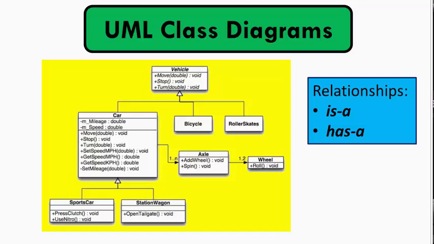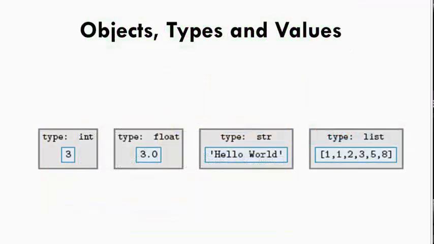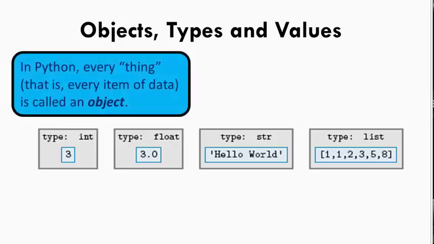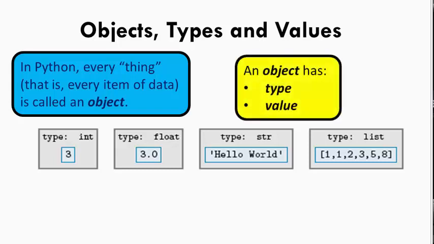This video presents the fundamental concept called a class of object-oriented programming. In doing so, we will see UML class diagrams as a way to describe classes. In a pure object-oriented language like Python, everything, that is, every item of data, is called an object. Every object has a type and a value.